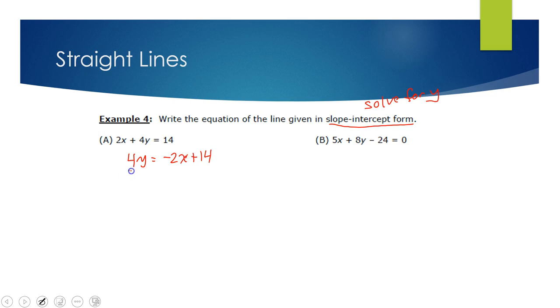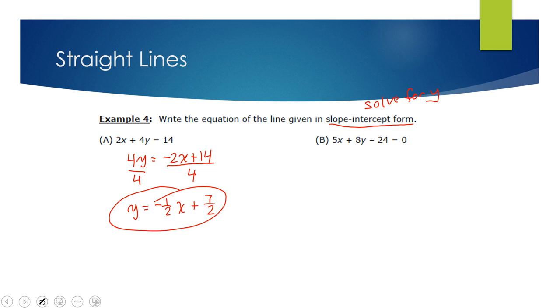I have to keep in mind that when I do this, I'm dividing this entire quantity by 4, and there's 2 terms in it. And division gets distributed much like multiplication does. So negative 2 divided by 4 is negative 1/2 x. 14 divided by 4 is the same thing as 7/2, so you can write it as 3.5 if you want. But there you have it.